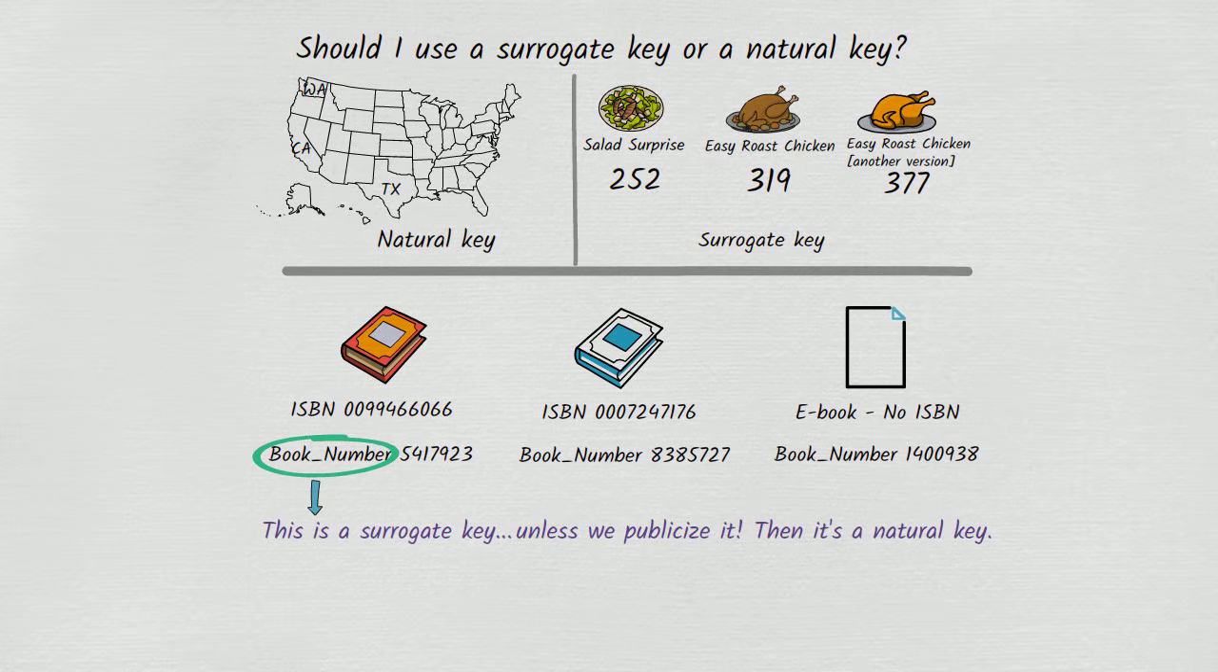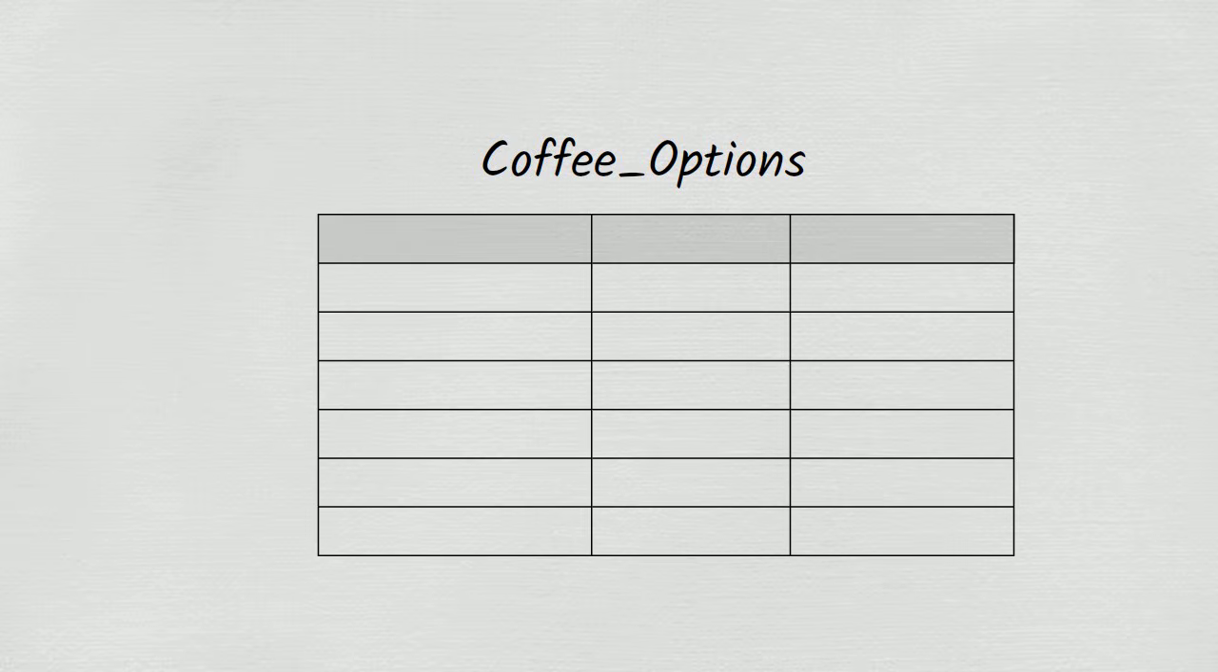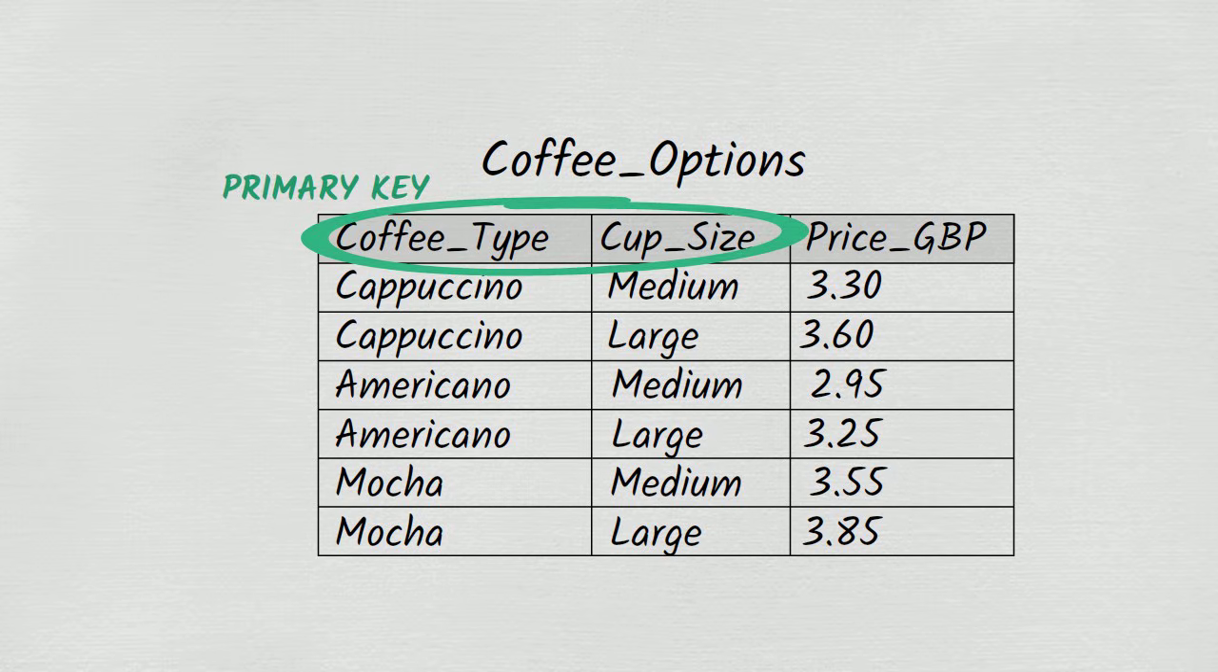One thing you may have noticed is that in most of our examples so far, the primary key has consisted of a single column. This doesn't have to be the case. We might have a table that gives the prices of different coffee options in a cafe. Clearly, a coffee option in this table is uniquely identified by the combination of coffee type and cup size, so we can designate the primary key as coffee type, cup size. We call a key composite if it consists of more than one attribute, so coffee type cup size is a composite key. If a key consists of just one attribute, we call it a simple key.